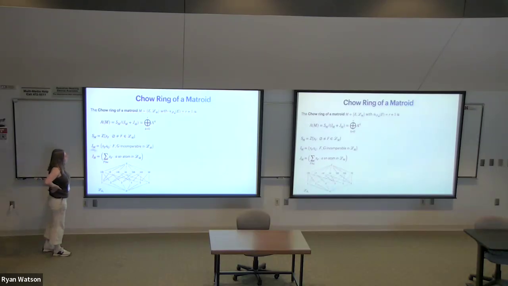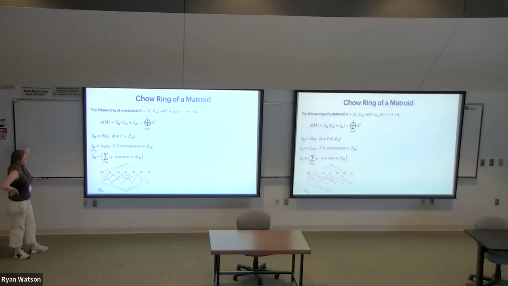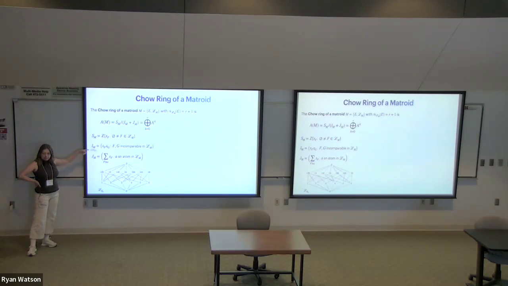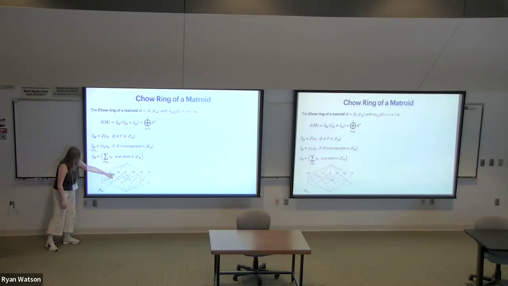So let's say I have a rank r+1 matroid. We already said it's a graded ring. The ideals for this ring are the Stanley-Reisner ideal, where I quotient by things that are incomparable. So like x2 x1,4,6, or x2 x3 live in this ideal.